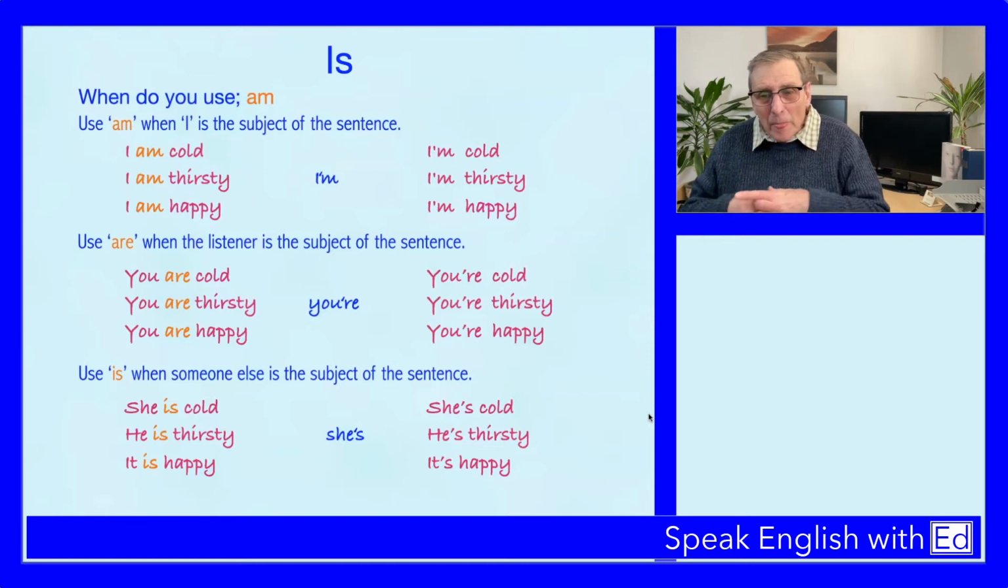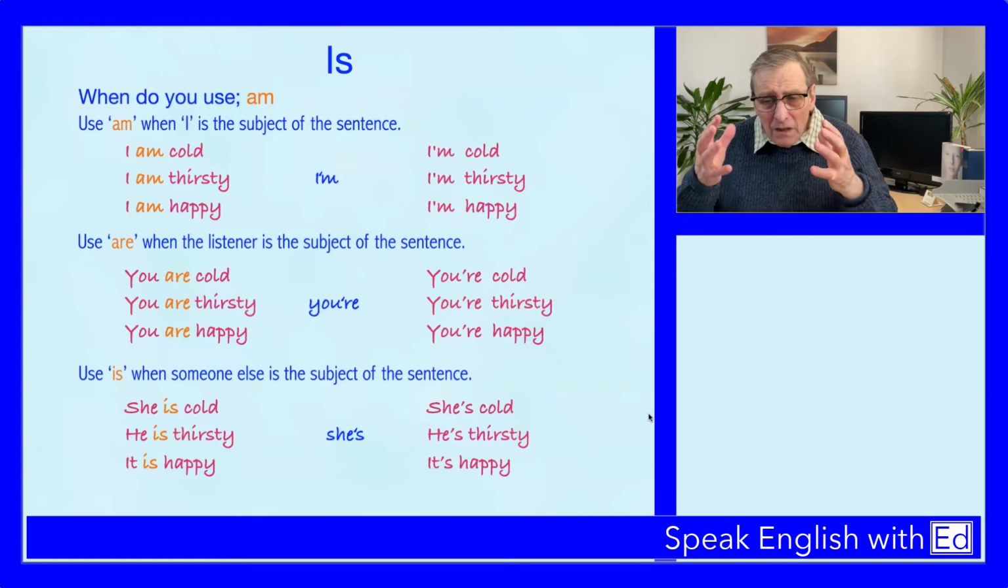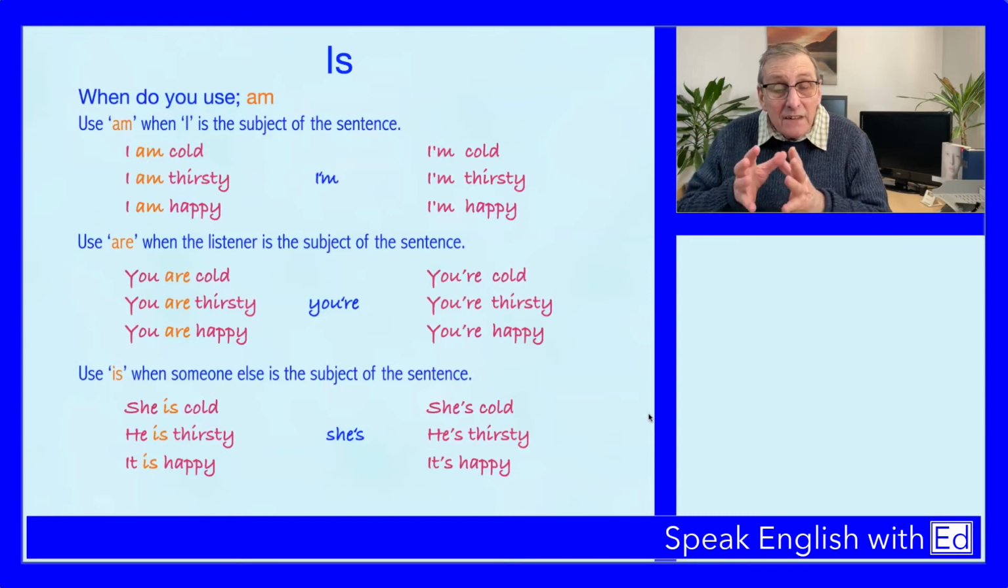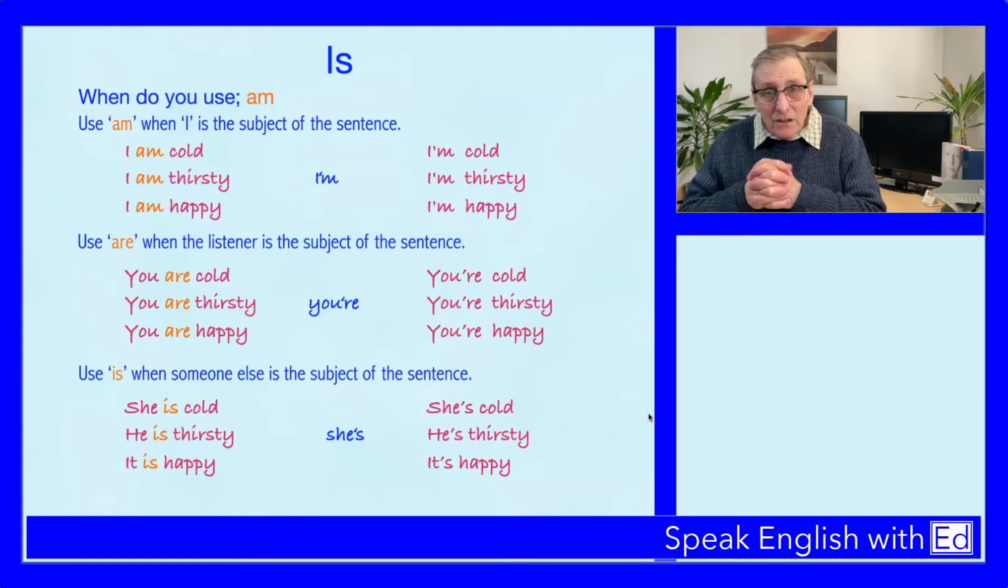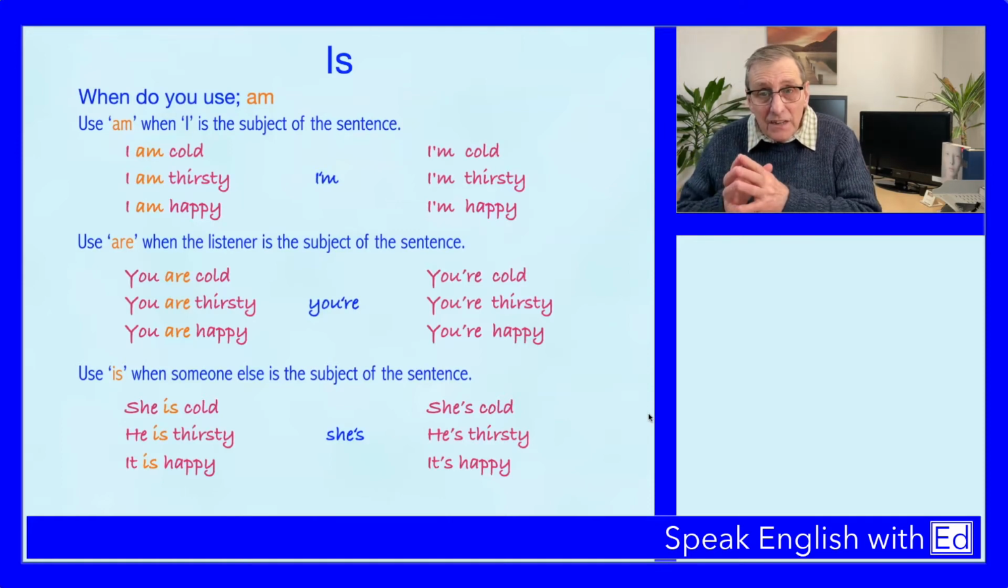You're cold. And when you're talking about a third person, somebody or something that isn't the person you're talking to, and you're not talking about yourself, you're talking about somebody else, then you say, she's cold. She is cold. Or he is thirsty, which comes down to he's thirsty.